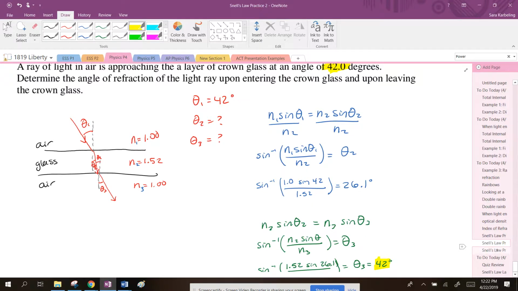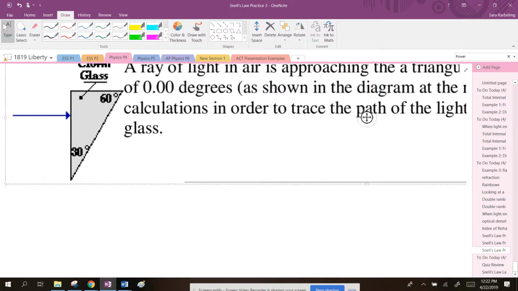Question 3 is very similar. The game in question 3, and I don't want to go through the whole thing here unless we really need to, but what's going to happen when it enters the crown glass here? Is it going to bend toward or away from the normal? Or is it going to bend? What's the angle that it comes in at? 0. And so what's going to happen when it goes into the new material? Is it going to bend? It is not, right? Because it's perpendicular to the surface, it's just going to keep on going.